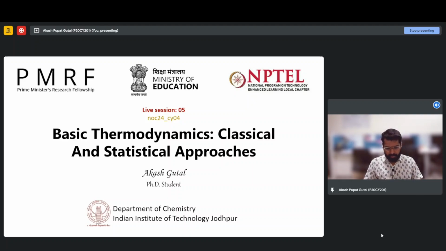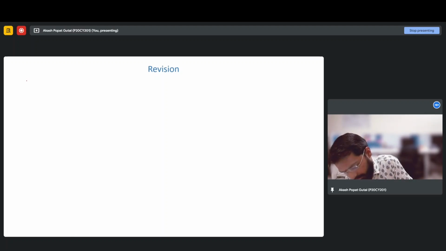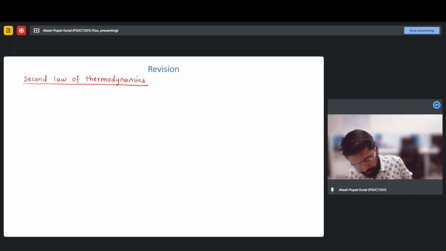So, first, before starting the problems, we will do some revision from the last week classes. So I will start from the second law of thermodynamics. The second law of thermodynamics actually introduces the concept of entropy.